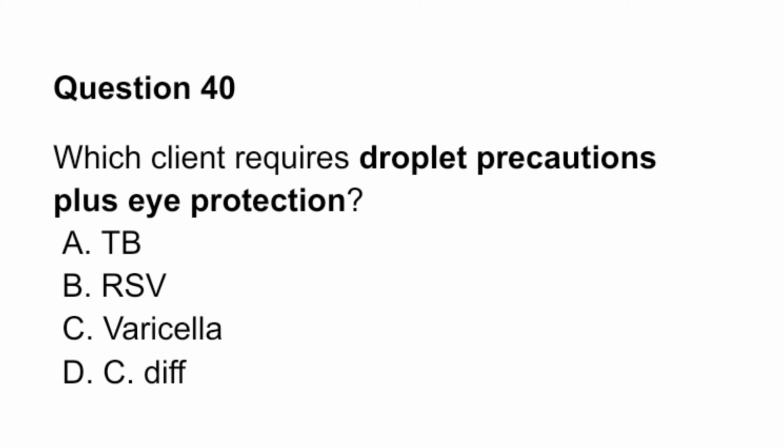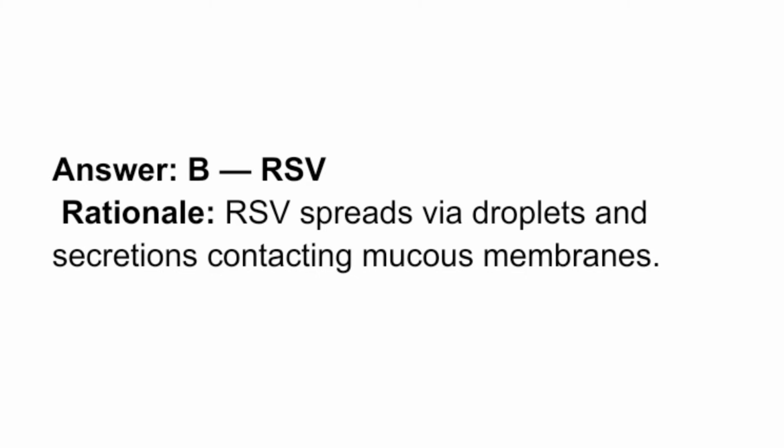Question 40. Which client requires droplet precautions plus eye protection? A. TB. B. RSV. C. Varicella. D. C. Diff. Answer, B. RSV. Rationale, RSV spreads via droplets and secretions contacting mucous membranes.